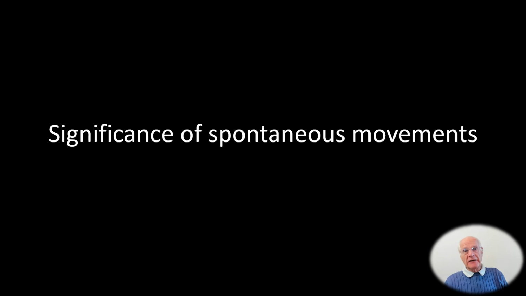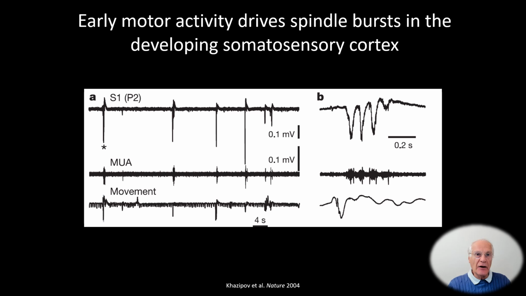Spontaneous activity is ubiquitous in the developing nervous system. Work in animal models has shown that early motor activity facilitates the organization of neural circuits at both spinal and supraspinal levels. Spontaneous bouts of motor neuron activity contribute to motor neuron pathfinding, maturation of synapses, and development of pattern-generating circuits. In addition, early motor activity drives neural bursts in the developing cortex.